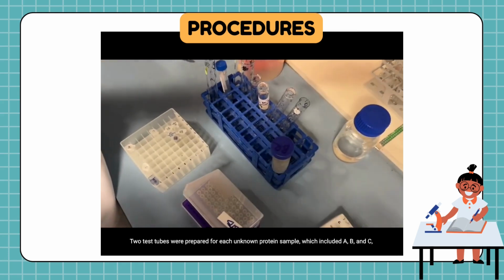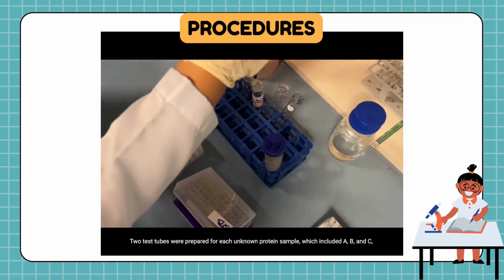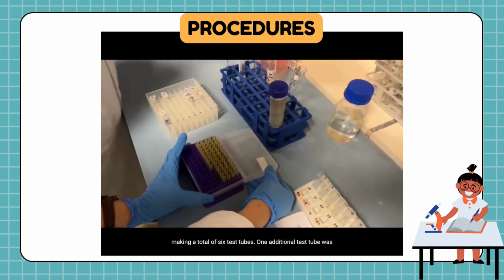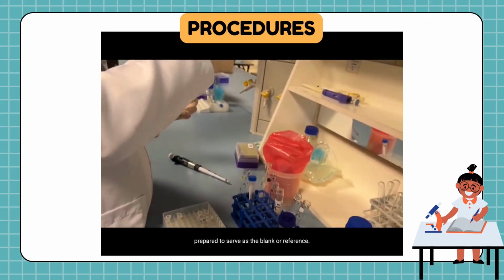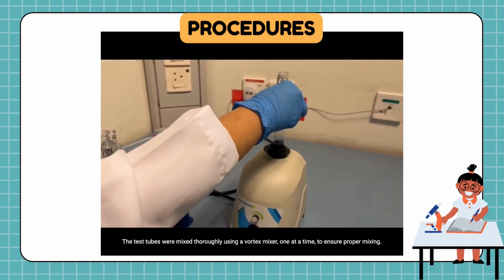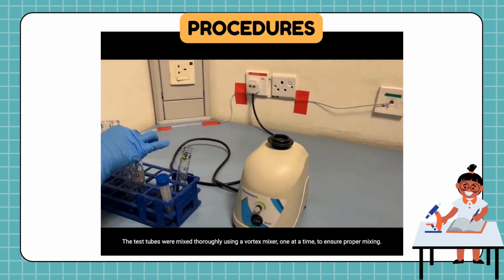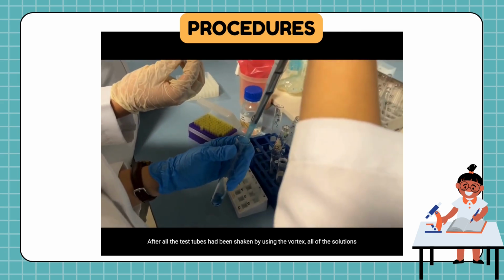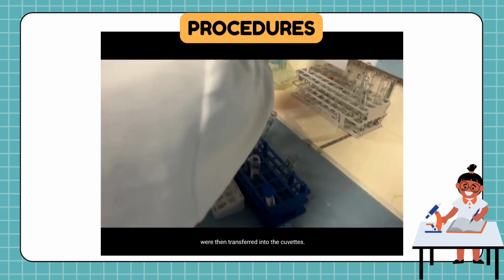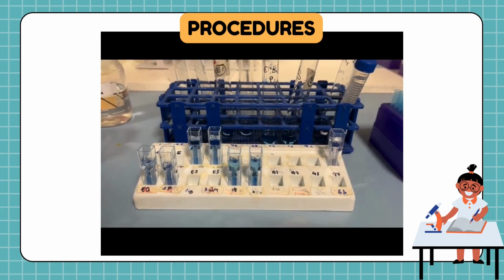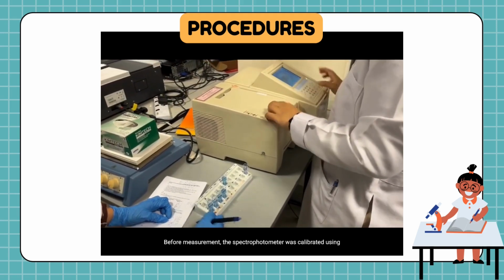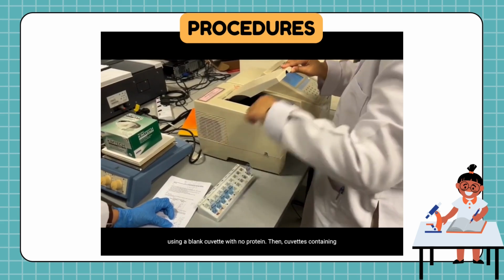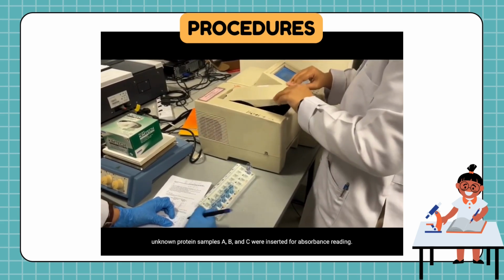2 test tubes were prepared for each unknown protein sample, which included A, B, and C, making a total of 6 test tubes. 1 additional test tube was prepared to serve as the blank or reference. The test tubes were mixed thoroughly using a vortex mixer, one at a time, to ensure proper mixing. After all of the test tubes had been shaken using the vortex, all of the solutions were then transferred into the cuvettes. Before measurement, the spectrophotometer was calibrated using a blank cuvette with no protein. Then cuvettes containing unknown protein samples A, B, and C were inserted for absorbance reading.